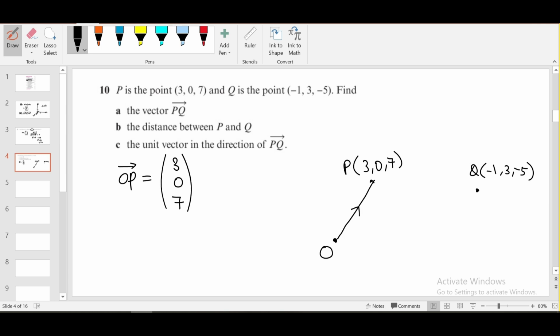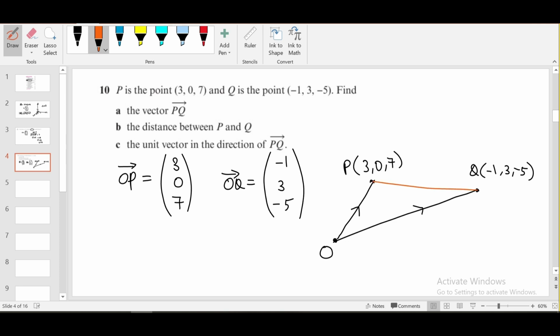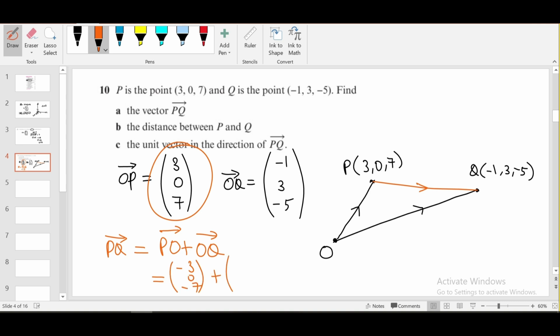I'm going to put it in matrix form. Okay. This OQ vector is basically, using the point, minus 1, 3, minus 5. I want you to look at the figure and tell me, how do you find the PQ vector? So you just go PO to OQ. Exactly. PO plus OQ, right? PO is the opposite of this vector, which is minus 3, 0, minus 7, plus OQ is minus 1, 3, minus 5. If you add them, you will get negative 4, 3, negative 12. That's the PQ vector, understand?